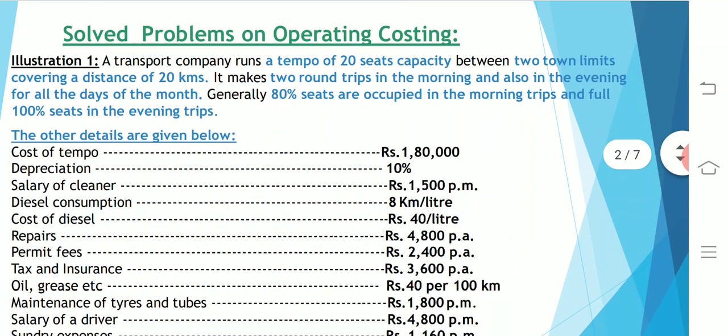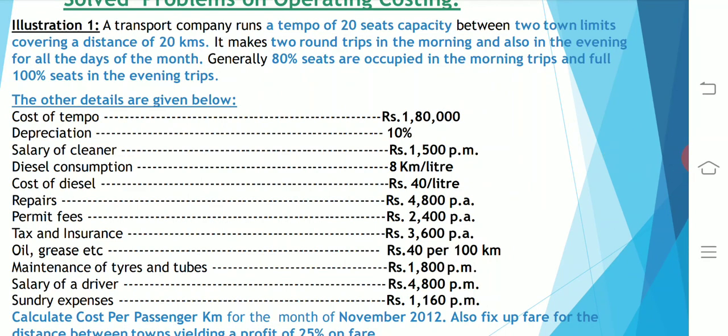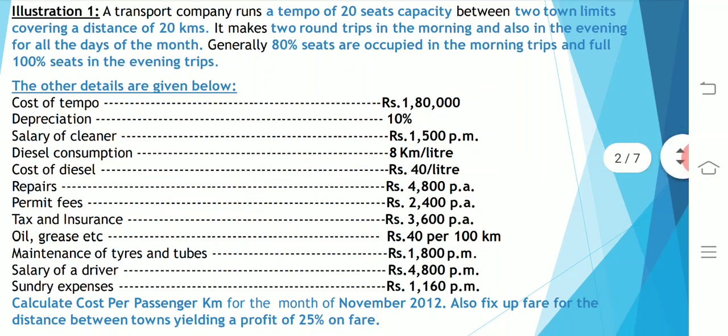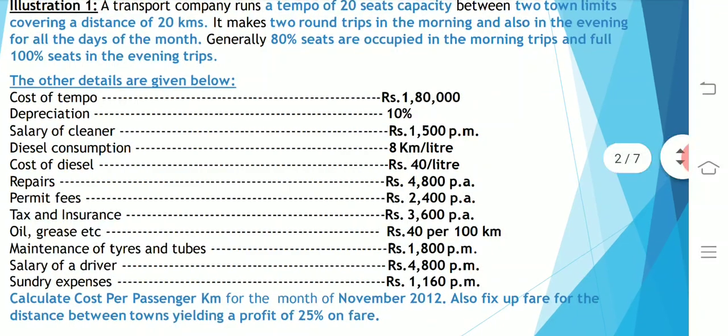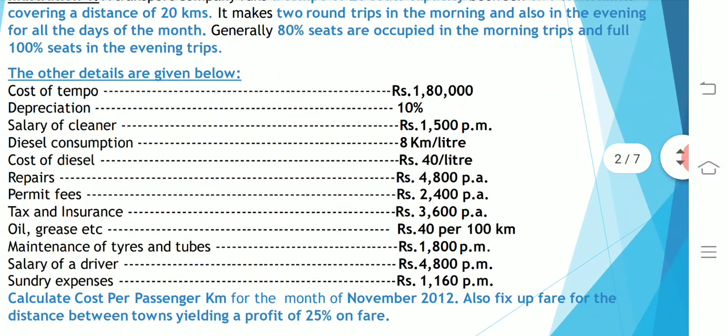So other details are given below. Cost of tempo, rupees 1,80,000. Depreciation 10%. These two pieces of information are given for the calculation of depreciation. So the depreciation is given in percentage. We have to take it as a standing charge. First we have to calculate the depreciation per annum and then calculate it per month. Salary of cleaner, rupees 1,500 per month. So salary of cleaner is a standing charge and it is given per month.